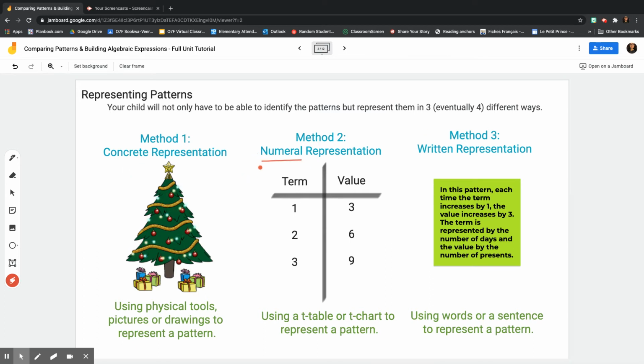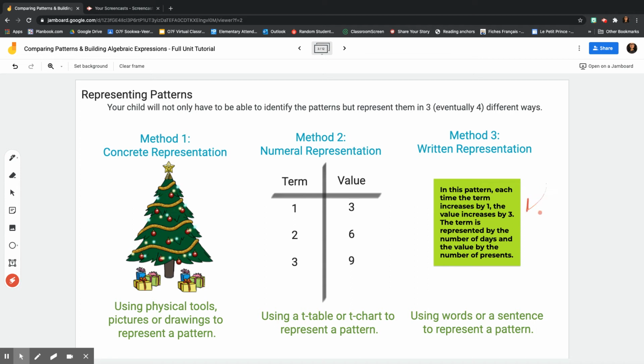This numeral representation form is the one that is just absolutely the most important because this is the one that will help us with algebra. So again, the term normally represents like a unit of time normally, or it could just be like term 1, 2, 3, 4, 5. This is the one that's like our constant. This is the one that changes. So the value, remember on day 1, we had a value of 3 gifts. On day 2, we had a value of 6 gifts. And on day 3, we had a value of 9 gifts. So again, this is the one that, if anything, we need to have figured out.